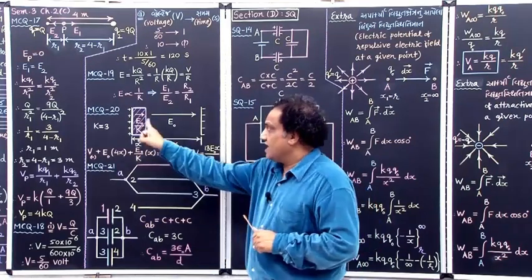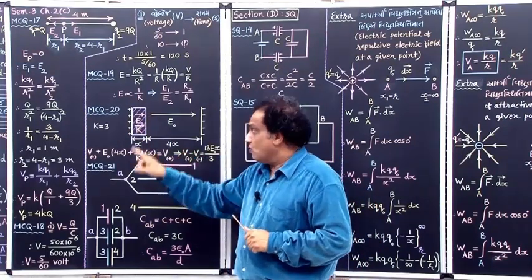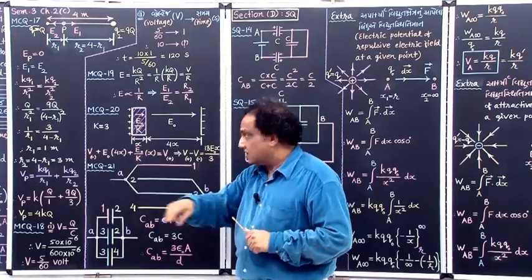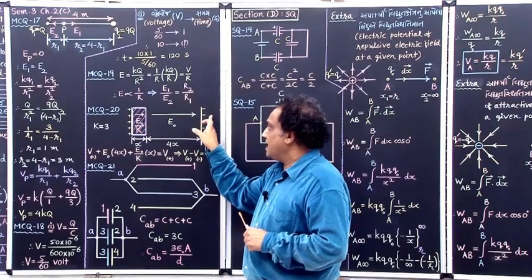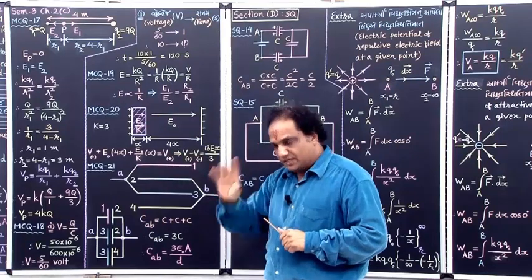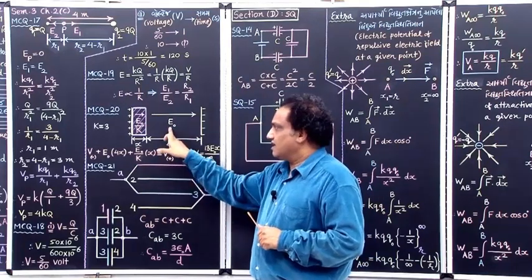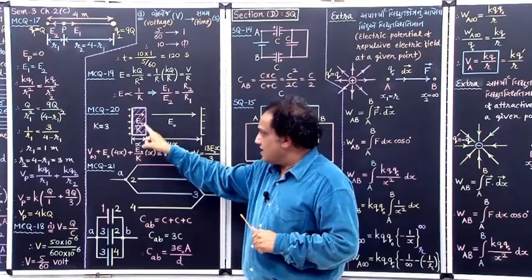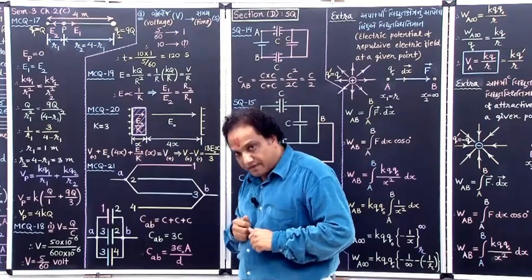Mind well, so far as direction of electric field is concerned, both these electric fields have the same direction, from the positive charge plate to the negative charge plate. At present it is toward the right hand side, got it? But magnitudes are different. Here the electric field has magnitude E0 and here it is E0 upon K.